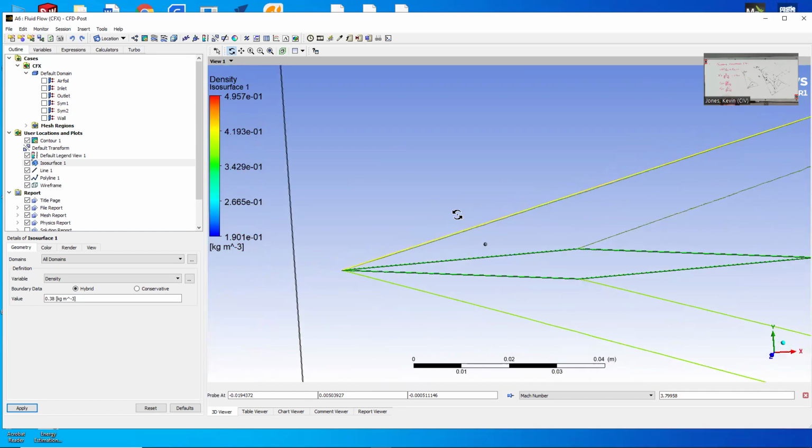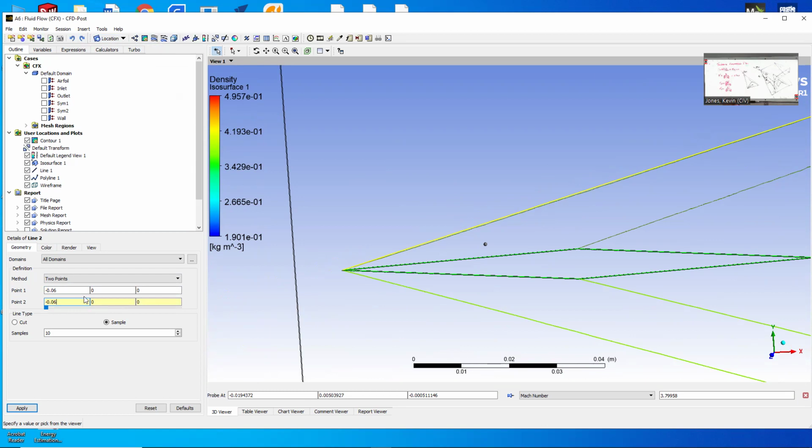I think what else? There's a few other things that are kind of interesting, maybe. Let's make a line up front. Oh, that's 0.06. Is it 0.05? 0.05. Let's do 21. Now let's do some streamlines.